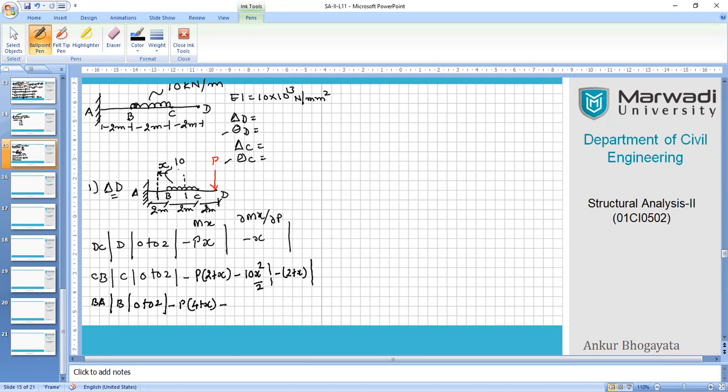Now you have to consider and take moment of total UDL somewhere here at the half of the length, which is 1 meter. So 10 into 2, that is 20. So first I will write 20 into 1 plus x. Why? Because 2 meters and half of 2 meters is 1 meter, and then you have to go ahead x times more. So 1 plus x, which is very obvious. So I'll complete this over here as an equation, right? And now if I take partial derivative, again it is 4 plus x.